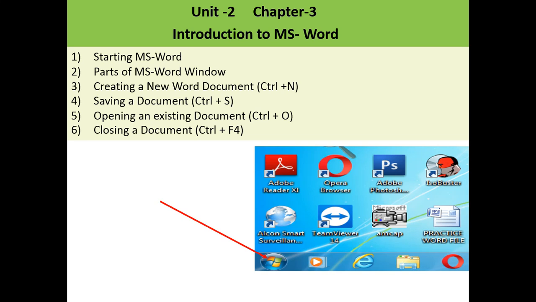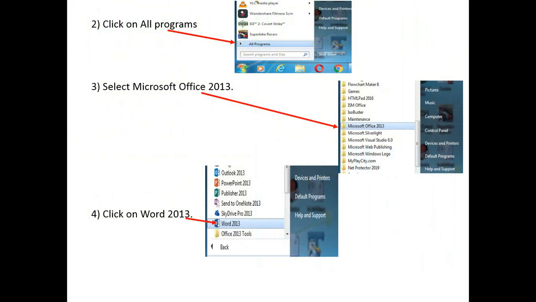So let us start our first point, starting MS Word. Starting MS Word has 4 steps. First step is click the start button. Next is click on all programs. Third, select Microsoft Office 2013. And fourth is click on Word 2013. These are the 4 steps to start the MS Word.